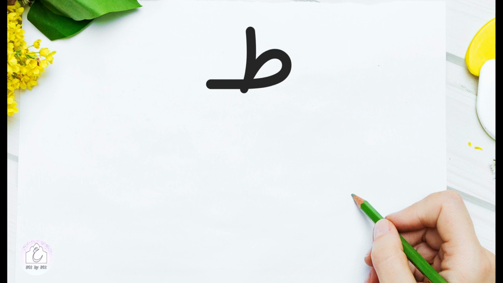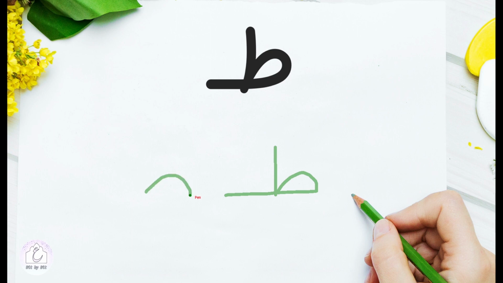In the initial position, ط remains the same as the isolated form. We only extend the straight line a bit to let the following letter be easily connected. Draw a curved line moving clockwise. Then turn left for the straight line with an extension. Then add the vertical line.